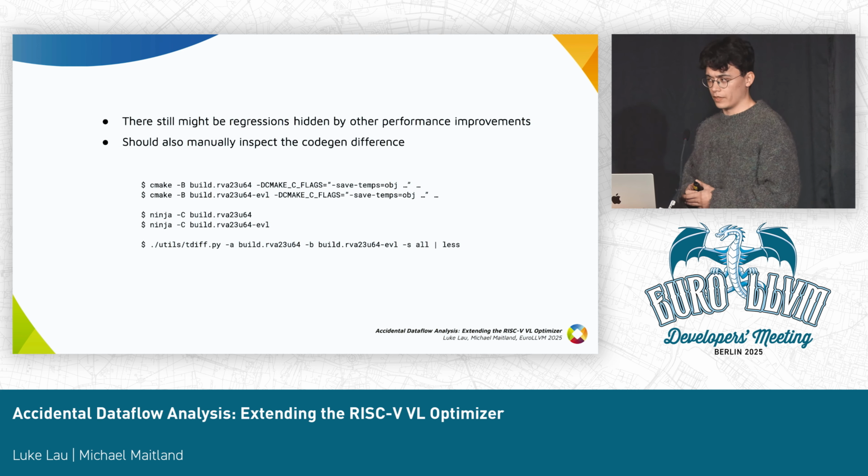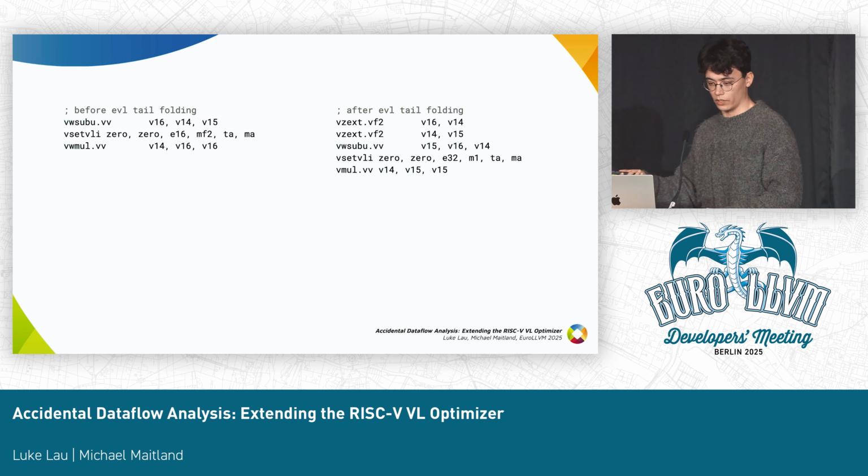But again, the LLVM test suite has a very useful set of tools and scripts, and it has this script tdiff.py, which many of you probably also use on a day-to-day basis. I use this all the time, but it's great for comparing the differences between two builds. So I stuck that in just to see what the difference was, and I noticed that there are actually some regressions lying in the codegen whenever we enable EVL tail folding.